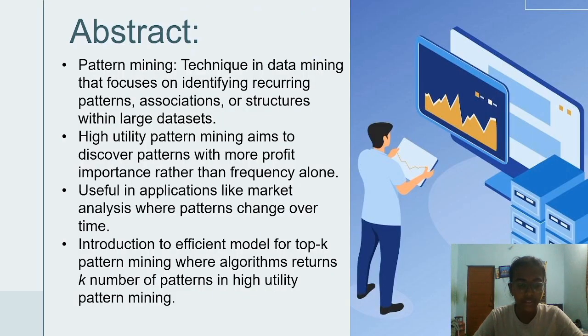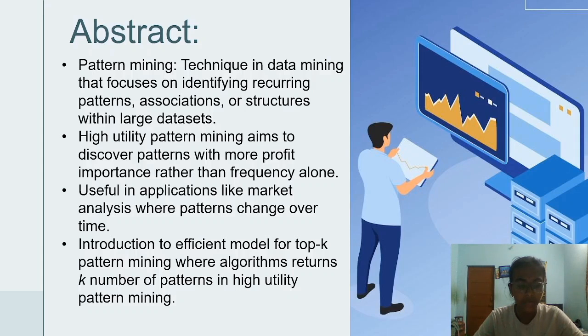Pattern mining is a technique in data mining that focuses on identifying recurring patterns, associations, or structures within large data sets. It is used to discover meaningful relationships or trends and helps in decision making, prediction, and gaining insights into the data. High utility pattern mining aims to discover patterns with more profit importance rather than frequency alone. This is useful in applications like market analysis where the patterns change over time.